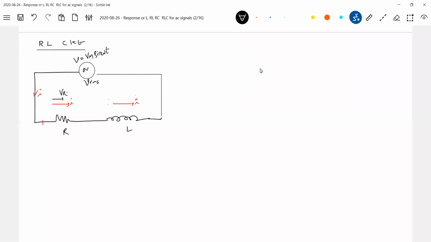Come to the inductor. Across the inductor, current lags the voltage, by how much? 90 degrees. So therefore VL will be like this. Able to make it out? So what is the phase of current? Is the phase of current 0? No. It has some phase which I am going to determine here.